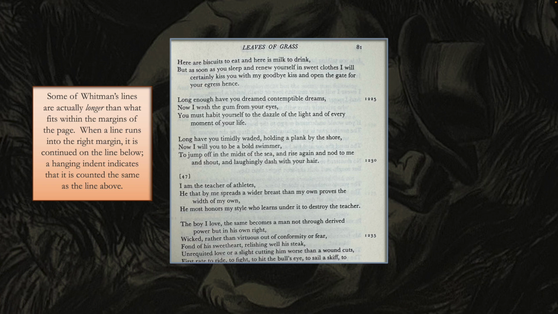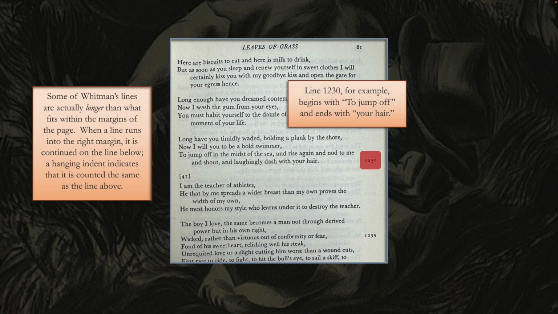Now that might sound a little confusing, so I'm going to show you. We're going to look at line 1230, and that line actually starts right here, to jump off in the midst of the sea. That's where line 1230 begins, but you'll notice that down below there's a hanging indent, and that means that we're still on line 1230. So to jump off in the midst of the sea and rise again and nod to me and shout and laughingly dash with your hair, all of that is line 1230.